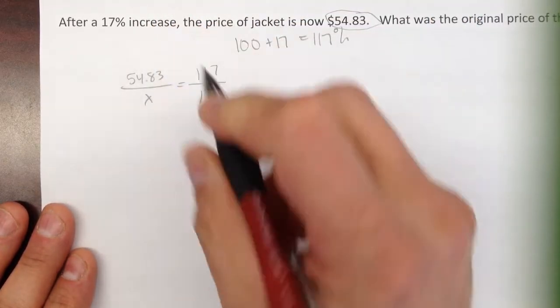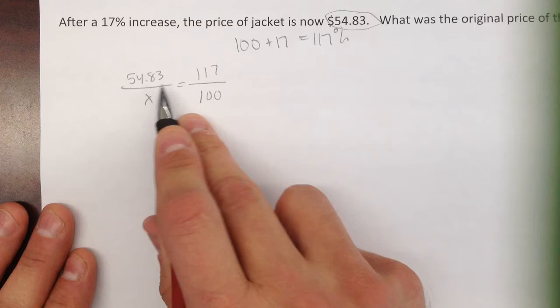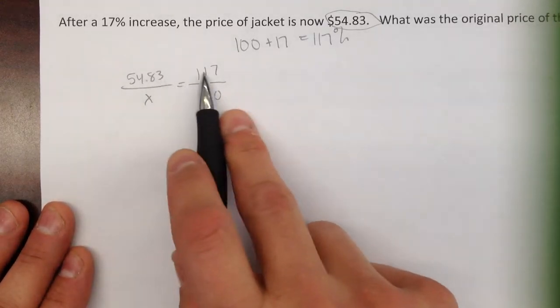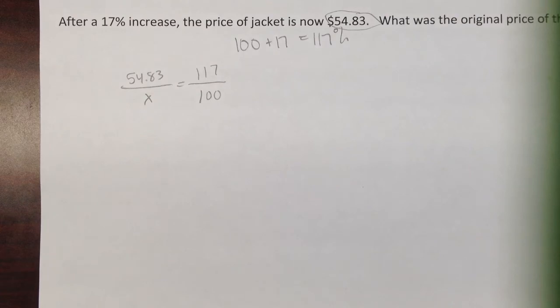117%, so it goes on top. My original price was lower than this. It went up. See how this is higher and that's higher? This is lower, that's lower. They match up across. So now I've got to do some math.